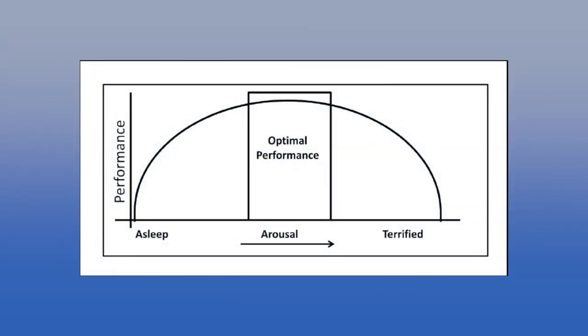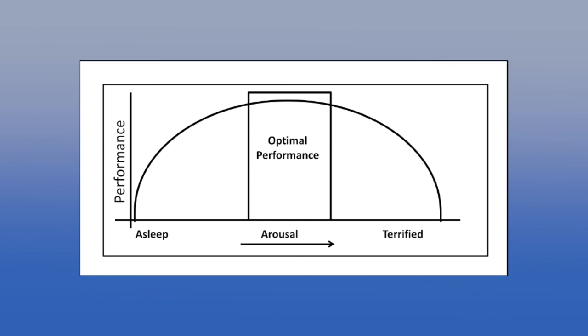So the Yerkes-Dodson curve consists of different components. On the y-axis, we see performance. The higher you rise on the y-axis, the greater performance you see, the lower, the less performance. On the x-axis, we see the words asleep, arousal, and terrified. These refer to the amount of stress applied to the individual.